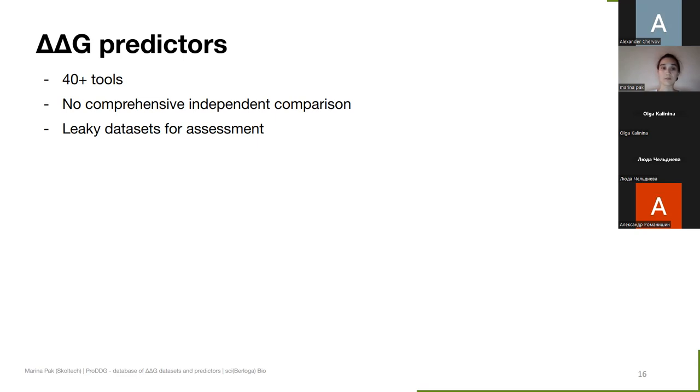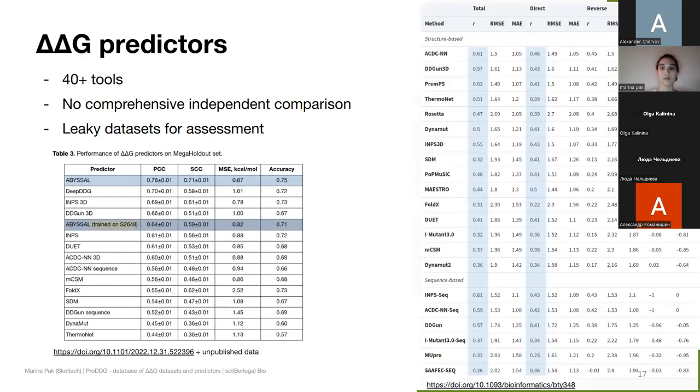As for the performance of predictors, they are not bad, not excellent. On the right side, you can see one of the recent studies that assessed predictors on a data set derived again from ProTherm, and you see that on direct mutations, it's the second highlighted column, their performance doesn't exceed 0.5 of Pearson correlation with the experimental data.